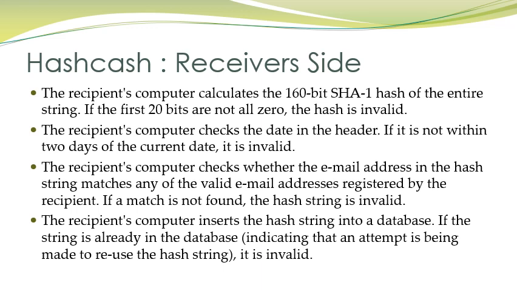So the recipient's computer inserts the hash string into a database, and if the string is already in the database, that means that this hash cache or hash stamp is invalid. So this is the hash cache, and this is how it is used to avoid denial of service attacks on email. It is basically used for preventing DoS attacks on the email.